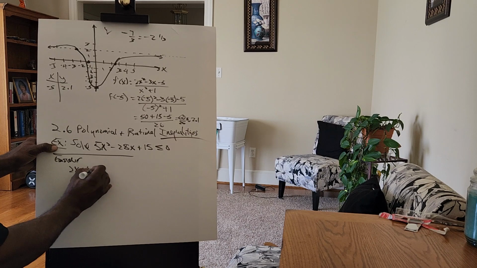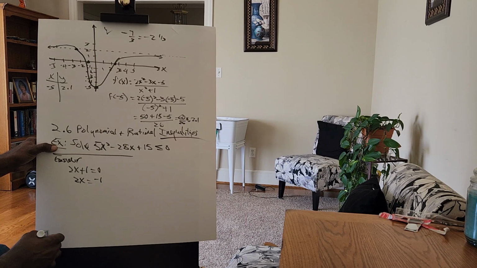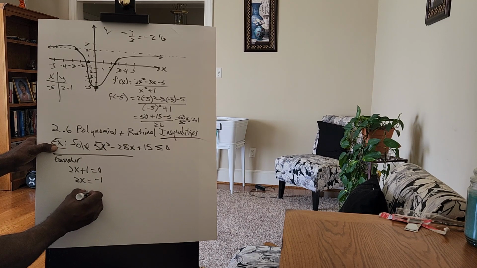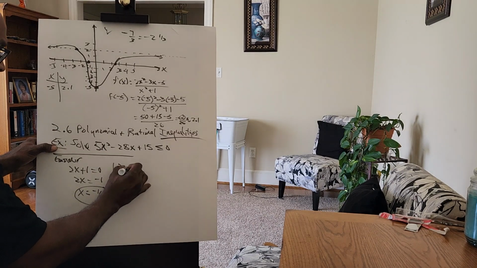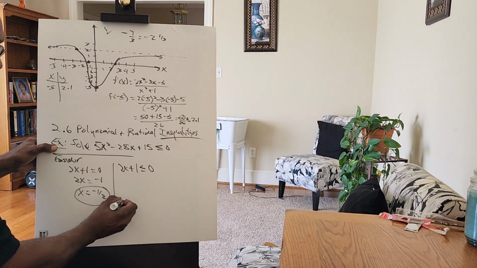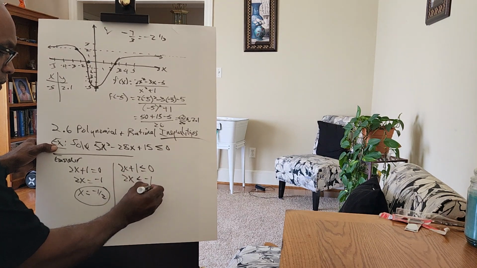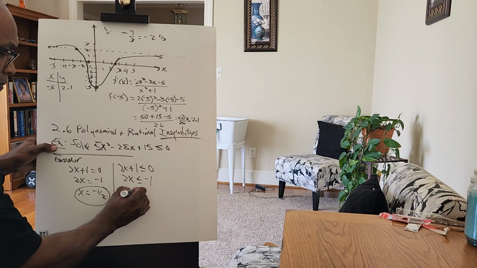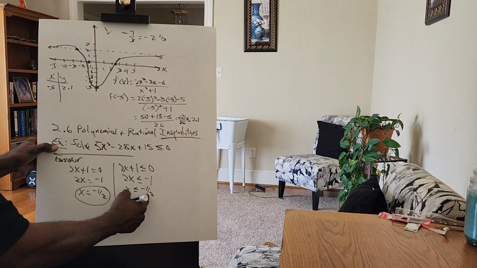2x plus 1 equals 0. If I want to solve that, I'll subtract 1 from both sides. Then divide by 2. There was my only solution. Compare that to this. 2x plus 1 less than or equal to 0. Now I'll subtract 1. Divide by 2. This thing though, x is less than or equal to negative 1/2.